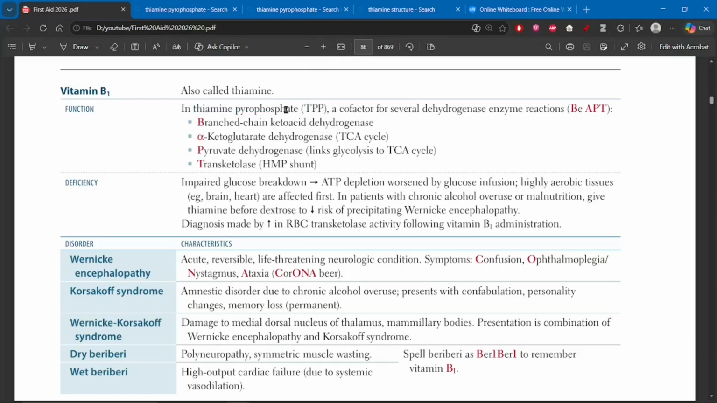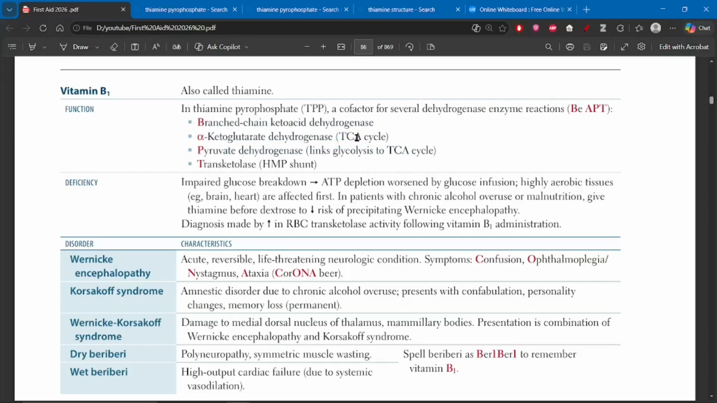So it can have an additional pyrophosphate molecule linked to it, which can act as a cofactor for several dehydrogenase enzyme reactions. What this sentence is basically saying is that there are a lot of enzymes that carry out dehydrogenase reactions, such as the branched chain keto acid dehydrogenase, alpha keto glutarate dehydrogenase in the TCA cycle, the pyruvate dehydrogenase, which is in between glycolysis and the TCA cycle, and the transketolase that works in the HMP shunt. So these are the enzymes which give rise to dehydrogenase reactions.